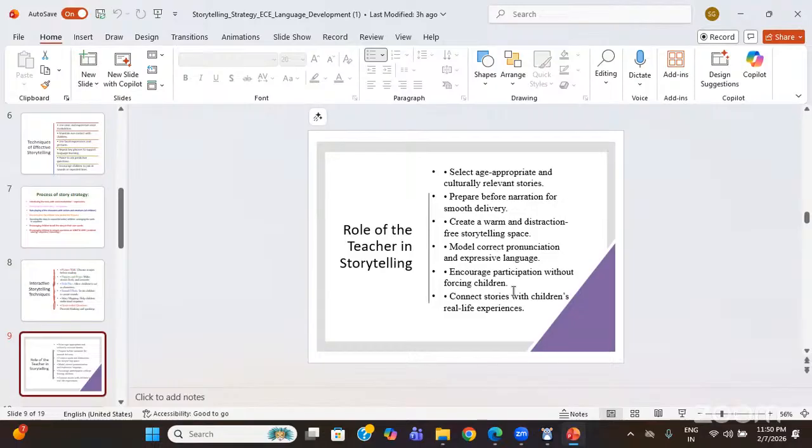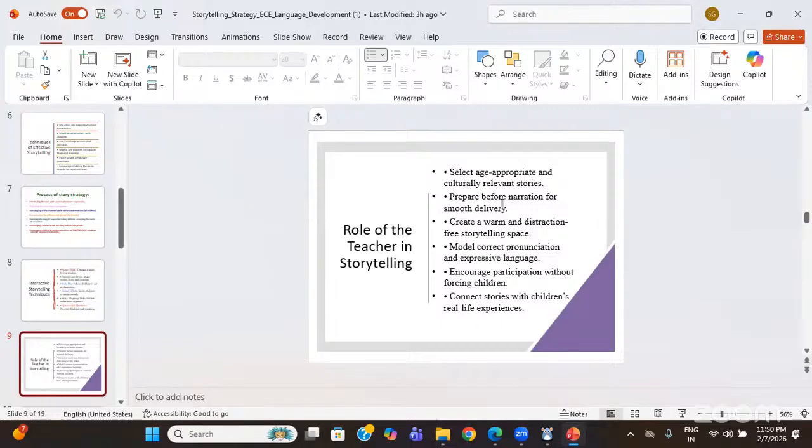So selection of stories is also very, very important. Select age appropriate and culturally relevant stories. Culture makes a very big difference, isn't it? So sitting here in India and in Hyderabad, I cannot recite or narrate stories that are relevant to other countries, isn't it? Something like Barbie and other foreign characters. So it should be culturally relevant.